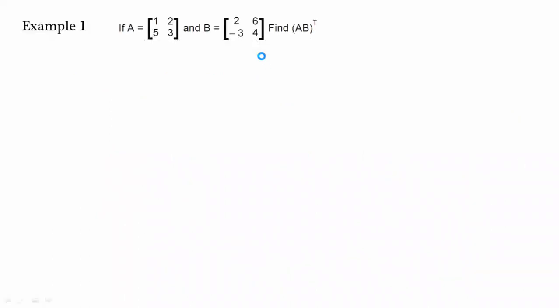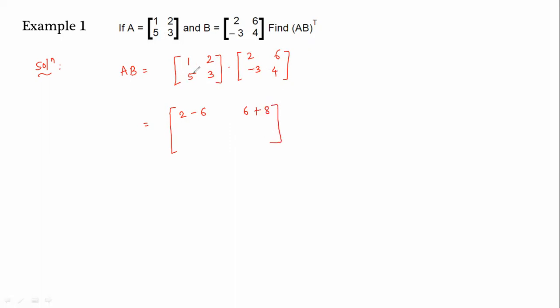Now, let us solve some examples. Very easy examples these are going to be. Let us solve the first example. Matrix A and matrix B are given to you. You have to find out AB transpose. So first I am going to find out AB. 1, 2, 5, 3 into 2, 6, minus 3, 4. What will be AB? So 1 into 2, 2, minus 2 into 6, 6. Then 6 plus 2 into 4, 8. Next 5 into 2, 10, plus.